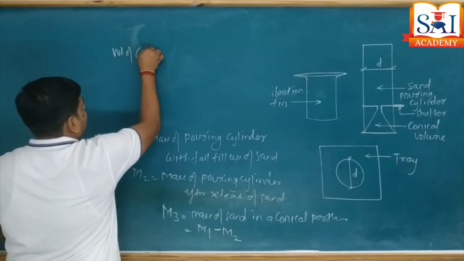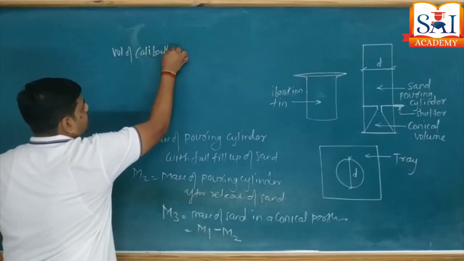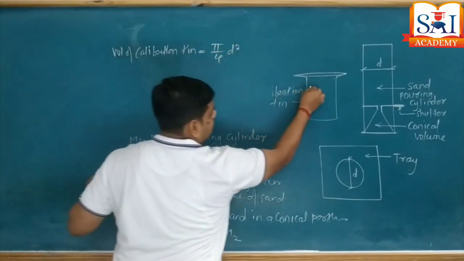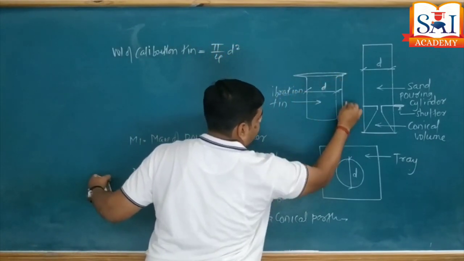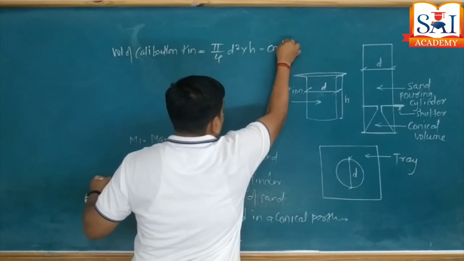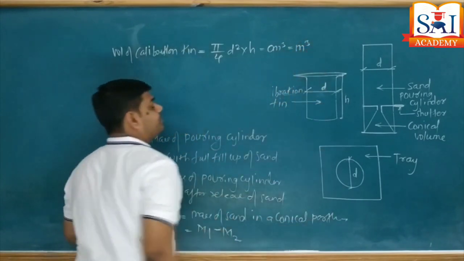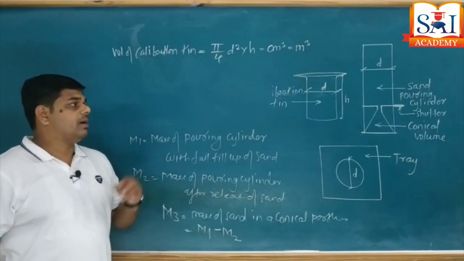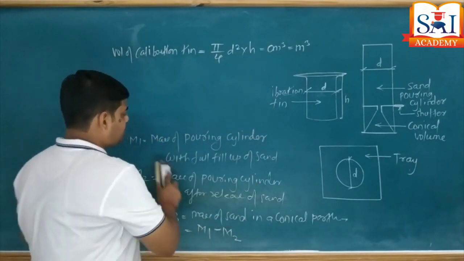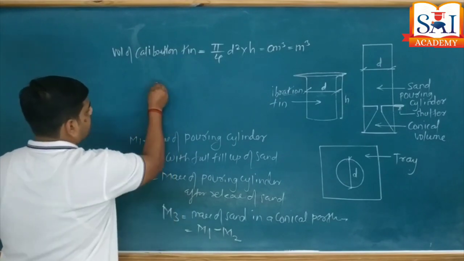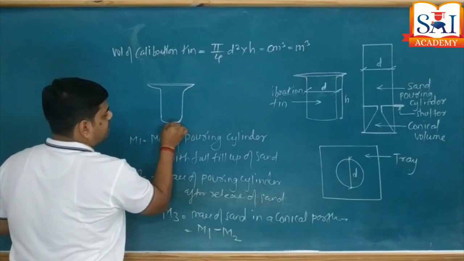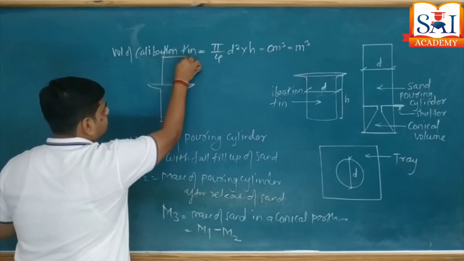Volume of the calibration tin is equal to pi by 4 d square, where d is the diameter, into h, the height. The volume we get in centimeter cube is converted to meter cube. Okay, now the volume is available. Now I am going to pour the sand into the calibration tin. The calibration tin is held like this, and the pouring cylinder I am going to keep over this calibration tin.